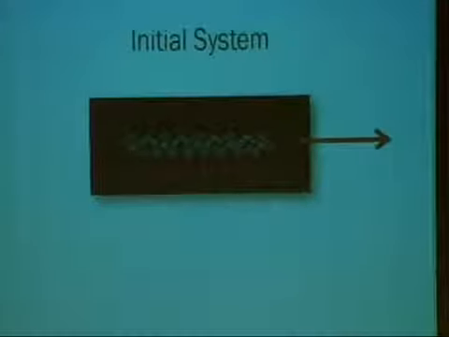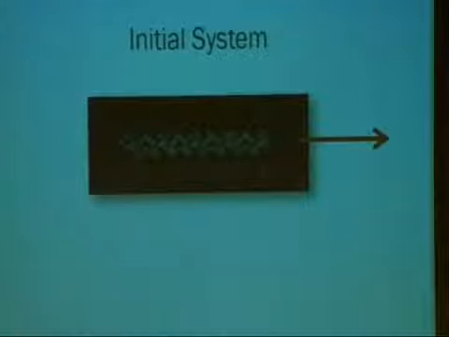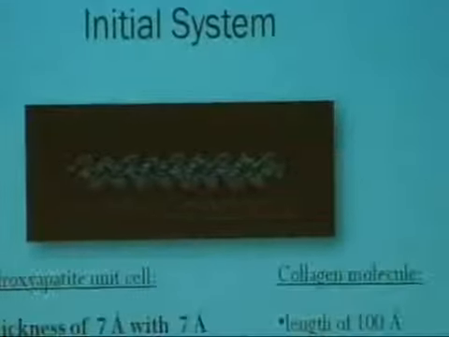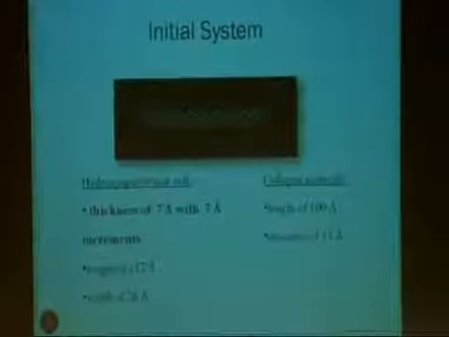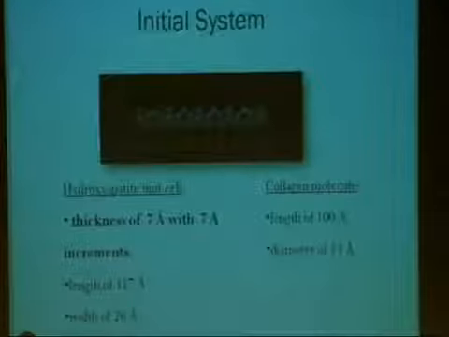The initial system itself, as shown here, is the collagen molecule placed above the fixed hydroxyapatite. The collagen was then pulled in the right direction here, and as it was sheared across the hydroxyapatite, we wanted to examine these changes in its mechanical behavior. And the hydroxyapatite itself had three models: 7 angstrom thickness, 14 angstrom thickness, and 20 angstrom thickness.